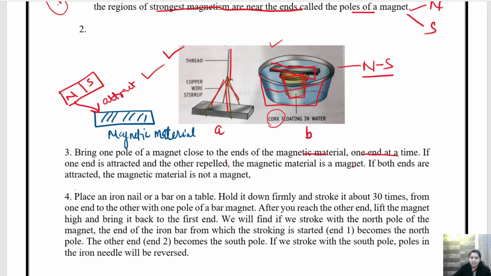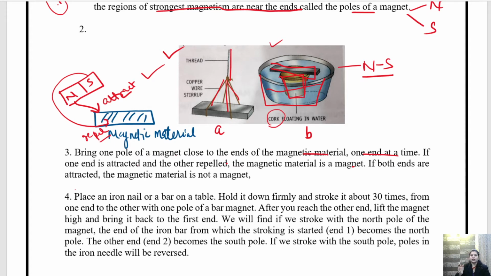So if we consider this north pole is attracting, then we will put a south pole here. Then the south pole should repel, isn't it? So to prove that it is a magnet, one pole should attract and the other pole should repel. Then only it will be a magnet. If both poles are attracting, then this material is not following the property of a magnet. Okay. So by this way we will prove whether a magnetic material is a magnet or not.